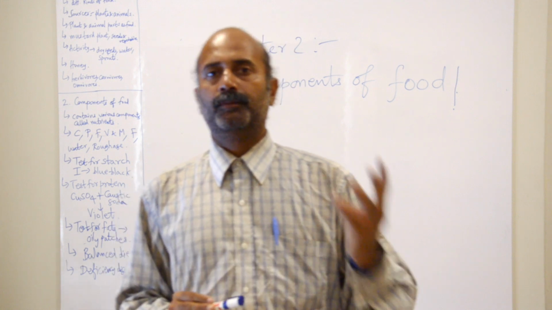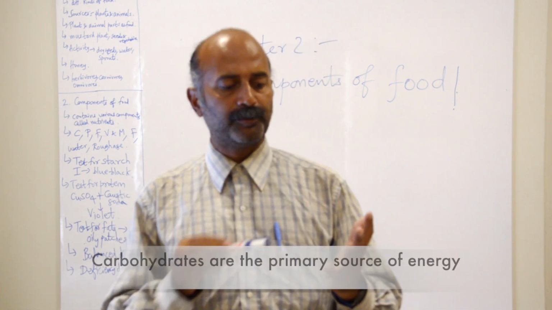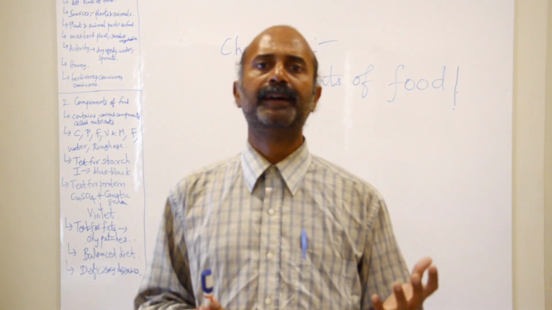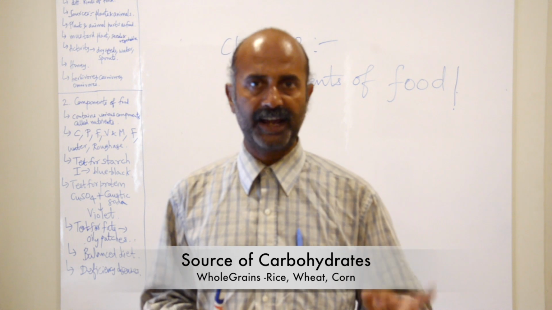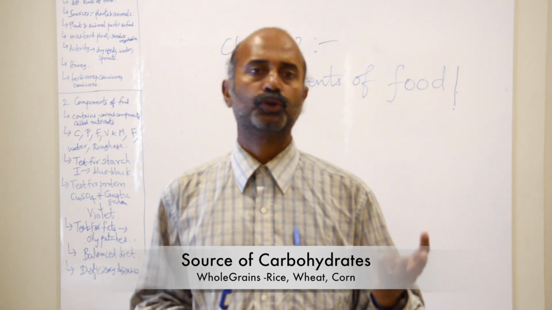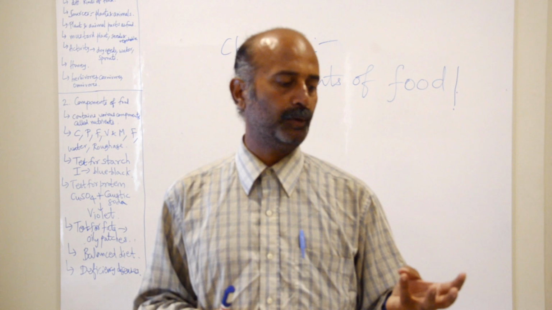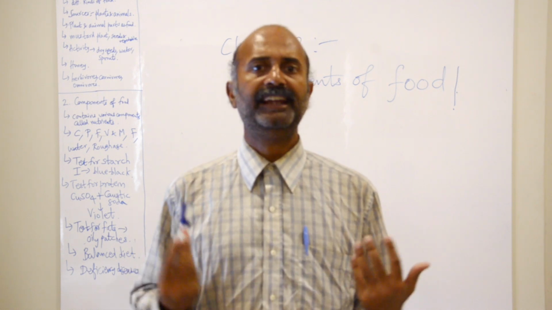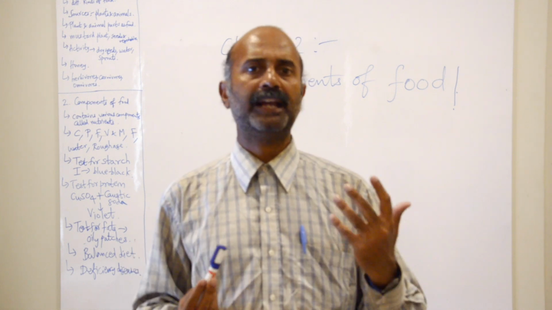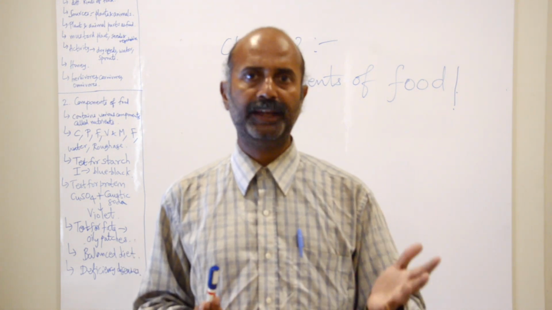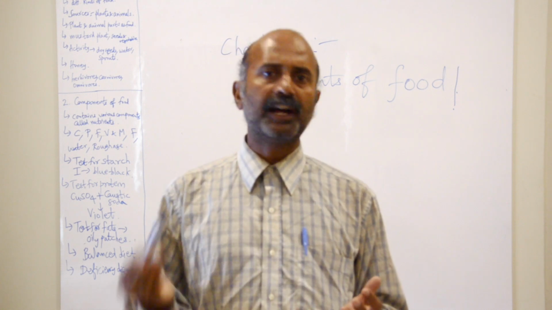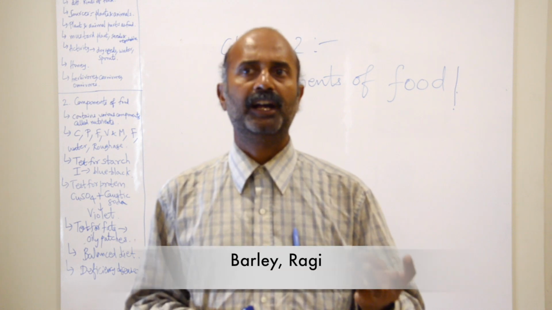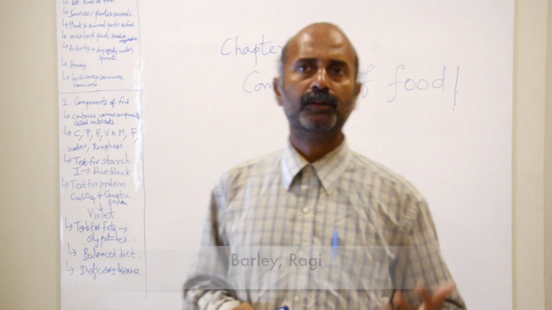Now, what do carbohydrates mainly do? Carbohydrates are the primary source of energy. The sources of carbohydrates are mainly whole grains, for example rice, wheat, corn. There are three main staple foods of the whole world: corn, also known as maize, then wheat and then rice. In India, our main staple products are rice, wheat and corn. Nevertheless, there are other crops as well which we consume for good energy, like barley. You also have ragi.